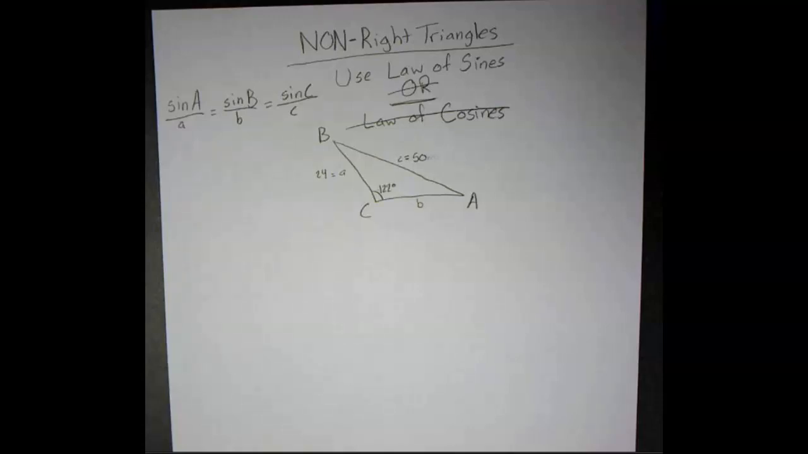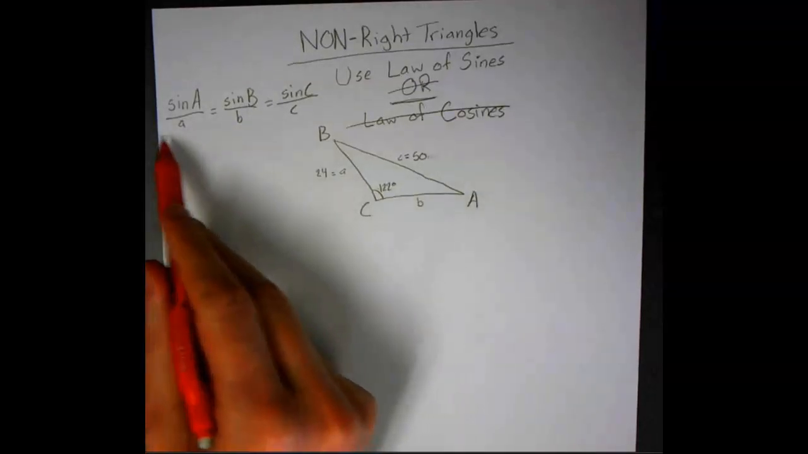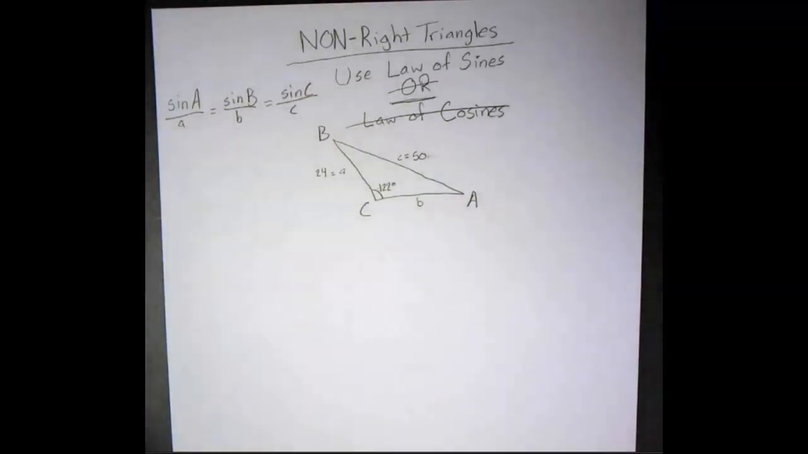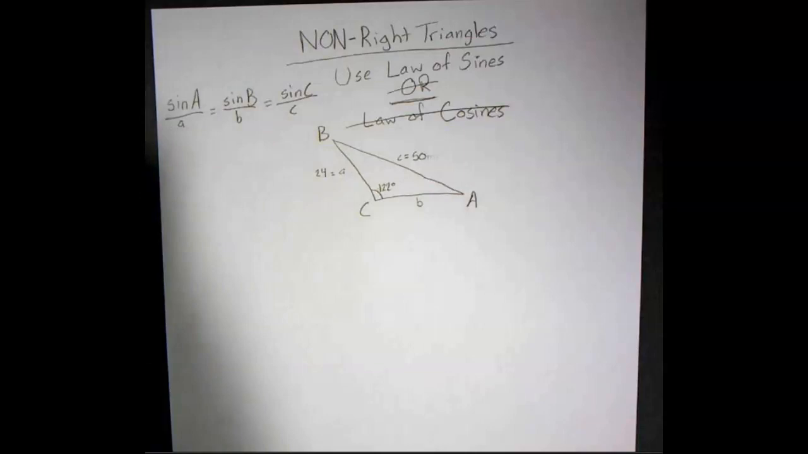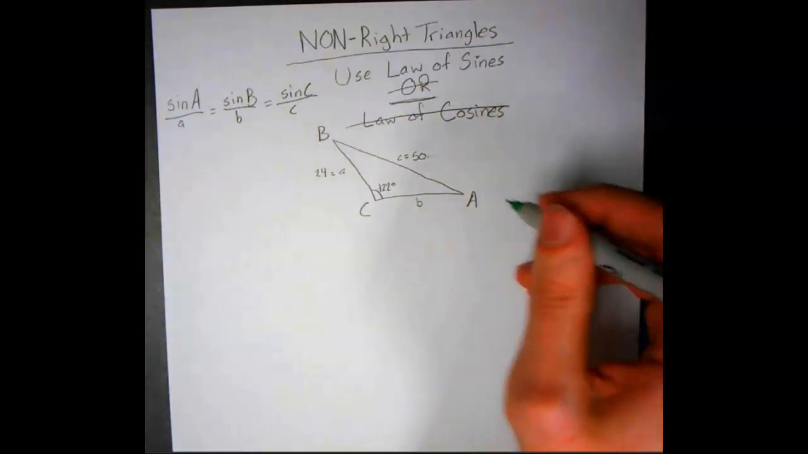Okay, today we are solving non-right triangles. For non-right triangles, you can use either the law of sines or the law of cosines. We are not going to worry about the law of cosines right now. We are only going to be looking at the law of sines. For this law of sines, we are going to be using this formula right here, and we are going to be trying to solve for our missing sides.